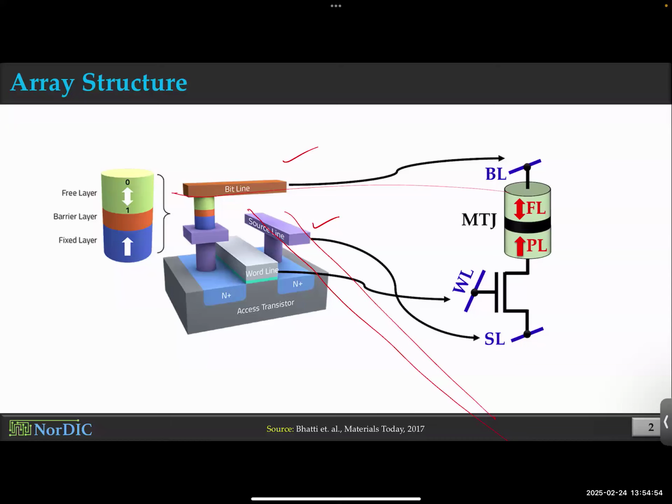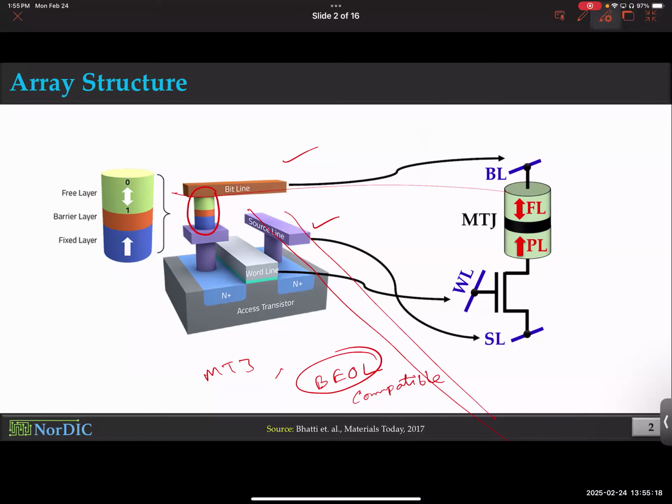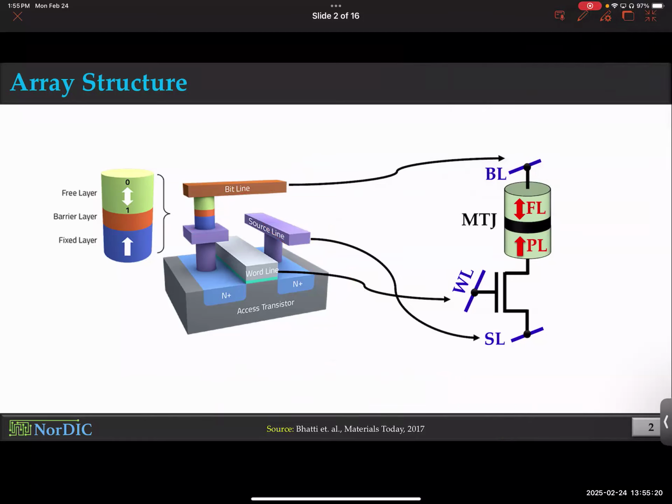One other important point that I didn't make in the previous part of this lecture was that one key advantage of STT-MRAM or MTJ based memories is that the magnetic tunnel junction, MTJ, is, I'm going to use the term now, BEOL compatible. BEOL stands for back end of the line. Okay, I can give you some quick background on this.